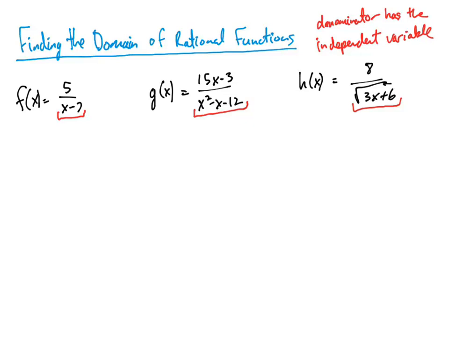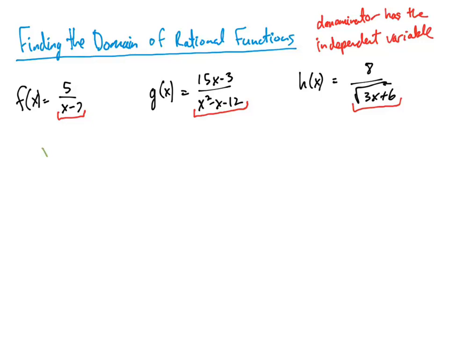Okay, so how do we find the domain? Well, when we're talking about any fraction, we don't want the denominator to be equal to 0, right? Something like this, 5 over 0, we say is undefined. So we want this function to be defined. So what we want to do is find out when that denominator is equal to 0.